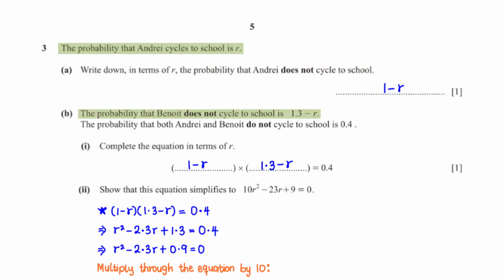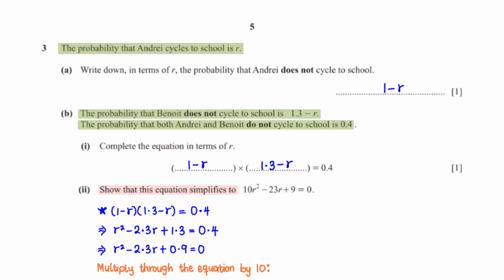The probability that Benoit does not cycle to school is 1.3 minus R. The probability that both Andre and Benoit do not cycle to school is 0.4. Complete the equation in terms of R. All we need to do is put the probabilities that each of them do not cycle to school in the brackets. So here we have the probability that Andre does not cycle to school, which is 1 minus R. And here we have the probability that Benoit does not cycle to school, which is 1.3 minus R.